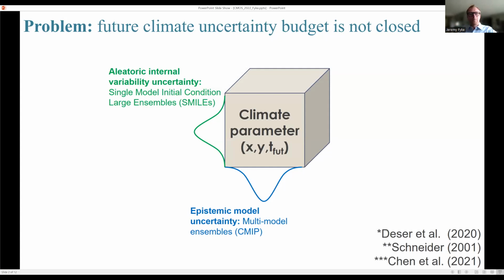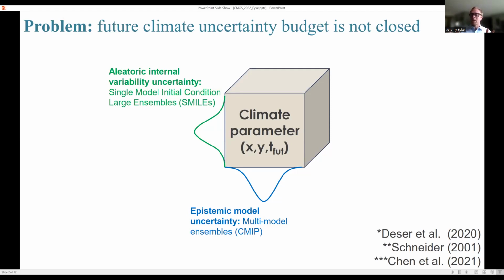And so we have here some measure of a climate parameter, let's say temperature, at some location XY on the surface of the Earth at some time in the future. And we don't know the exact value of this parameter for a few important reasons. Number one is just aleatoric, natural, irreducible, internal variability uncertainty. And this is just to say the climate system, the physical climate system, is noisy and chaotic, technically so. And so we can't pin that down to an exact number, especially far out into the future, but we can quantify that uncertainty and we can analyze it. And we can do that with tools like single model initial condition large ensembles.